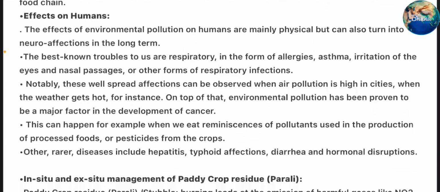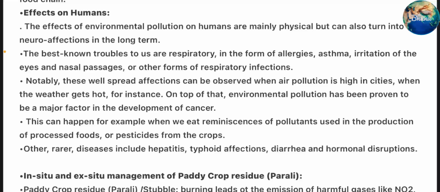Effects on humans. The effects of environmental pollution on humans are mainly physical but can also turn into neurological affections in the long term. The best known troubles to us are respiratory, in the form of allergies, asthma, irritation of the eyes and nostril passages, or other forms of respiratory infections. Notably, these widespread affections can be observed when air pollution is high in cities, when the weather gets hot, for instance.